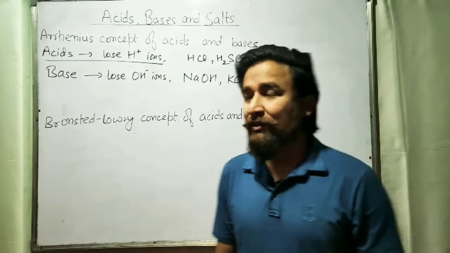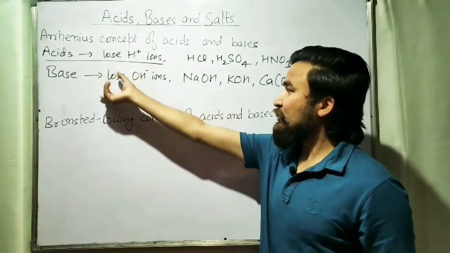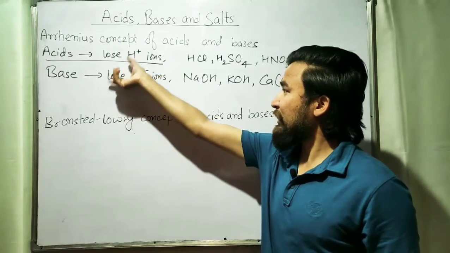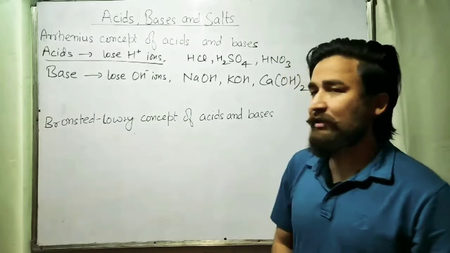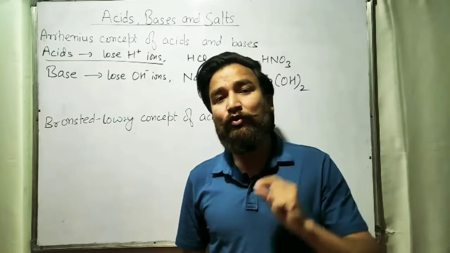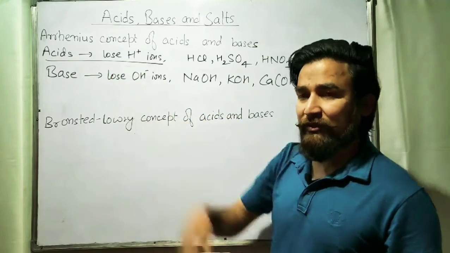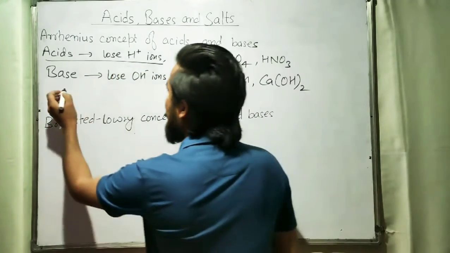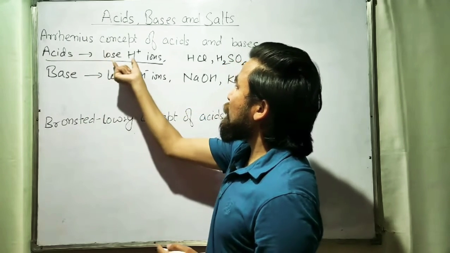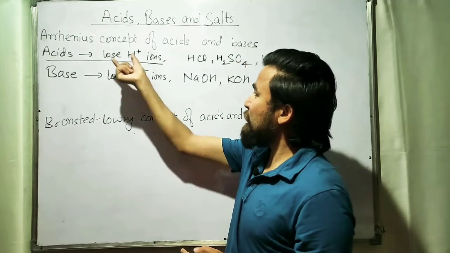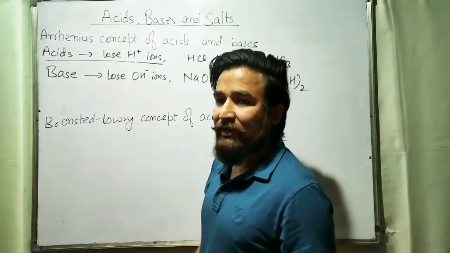Now the question is, when the definition of acids and bases was given by Arrhenius, why are we studying the Bronsted-Lowry concept of acids and bases? There was a huge drawback in the Arrhenius concept. According to Arrhenius, only the compounds which can lose H plus ions are acids, and the compounds which lose OH minus ions are bases.